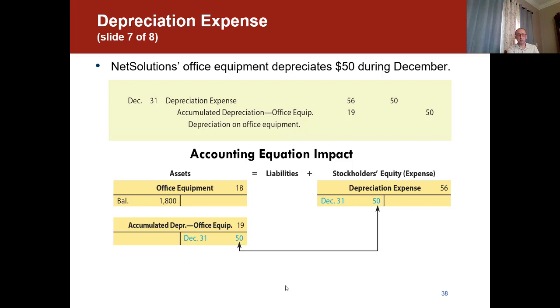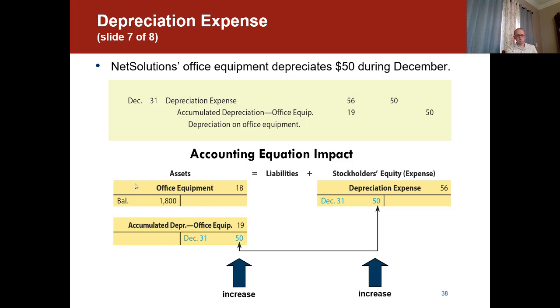I want you to see the impact on the accounting equation. As you can see here, depreciation expense went up, and that's why it's on the debit side. Expenses are always recorded on the debit side. They like the debit side. And then on the credit side, we have office equipment, and it's also increasing. Accumulated depreciation for office equipment is a contra asset account.